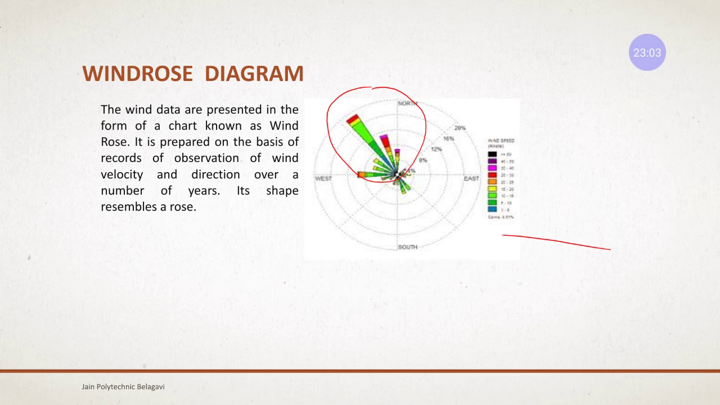The chart is not fully shown here, but if the wind is flowing in all directions, it will look like petals in all directions, so it is called WINDROSE. It is prepared on the basis of records of observations. As I said, over a period of observations, the wind and its direction are recorded for a number of years, and it is in the shape of a rose, so it is called the WINDROSE diagram.